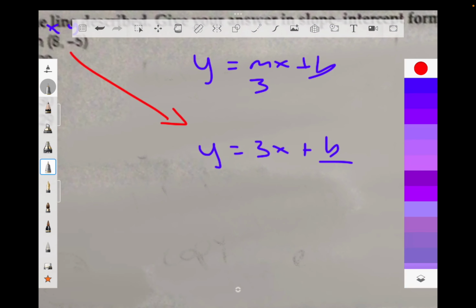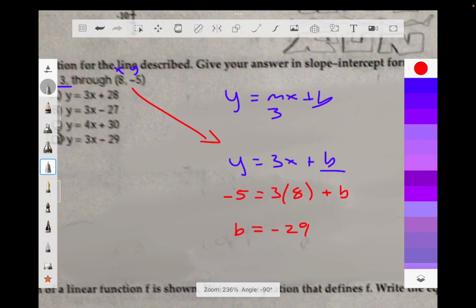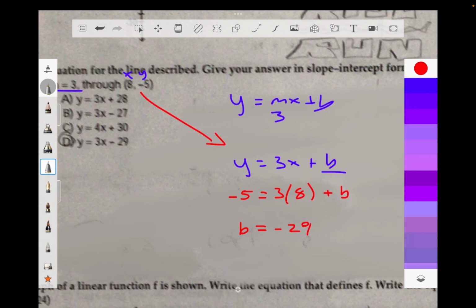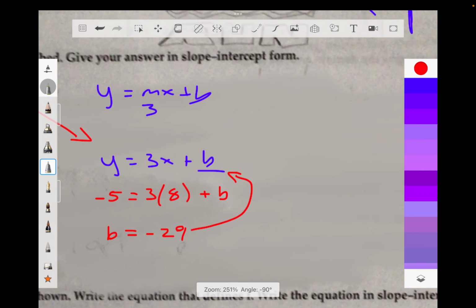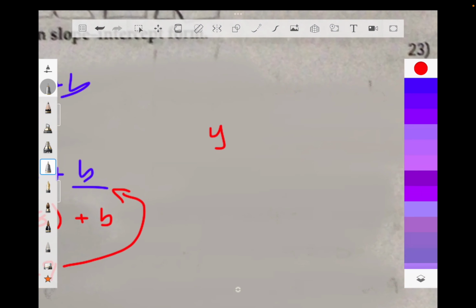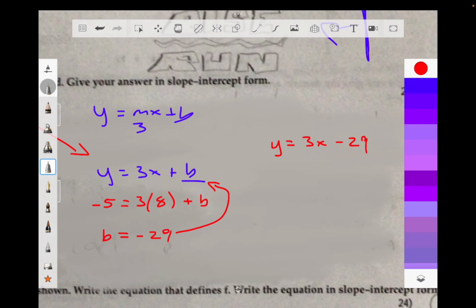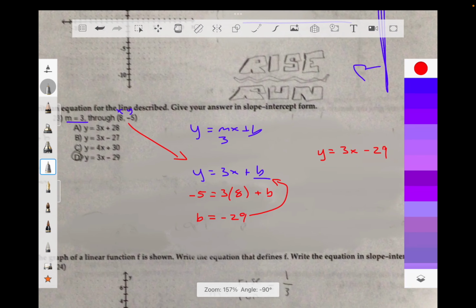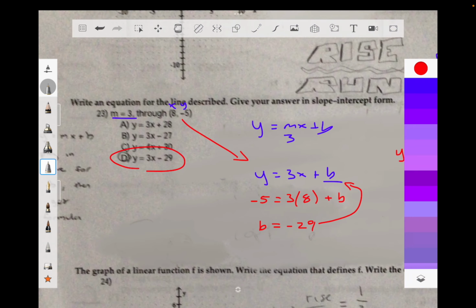So y is -5. X is 8. If you solve for it, b equals -29. Then you could just plug that b back in to get slope-intercept form, which is y equals 3x minus 29. Which is this one.